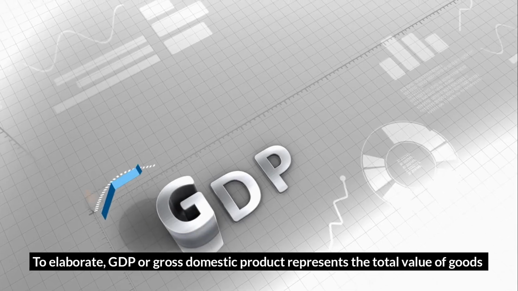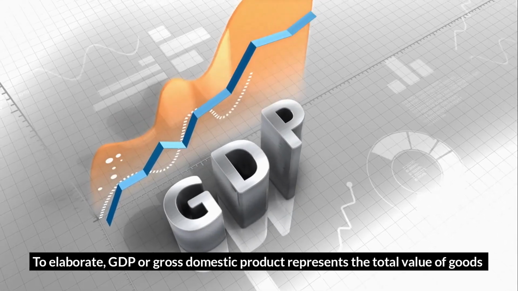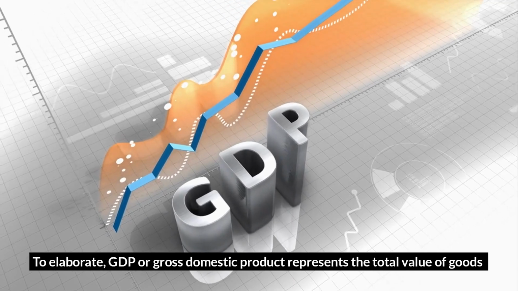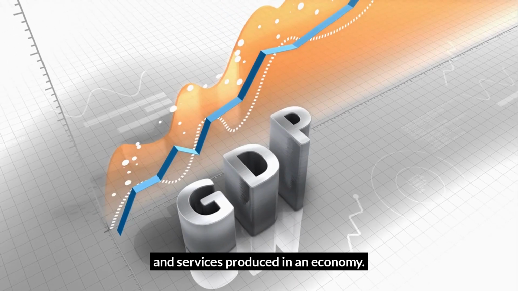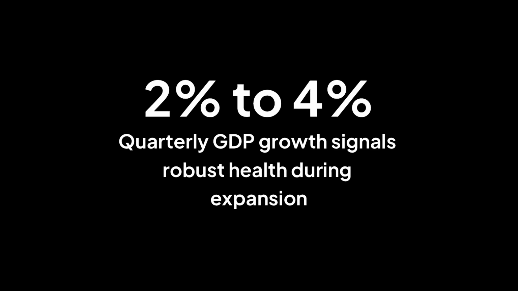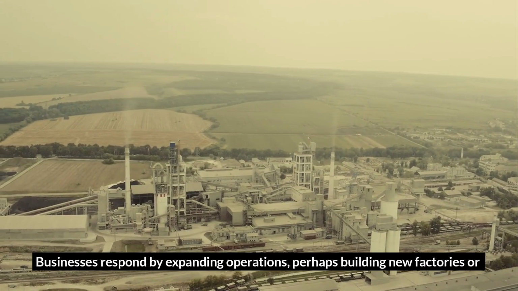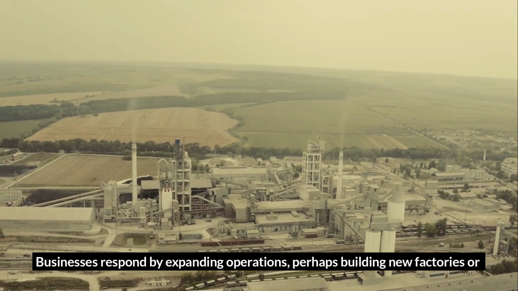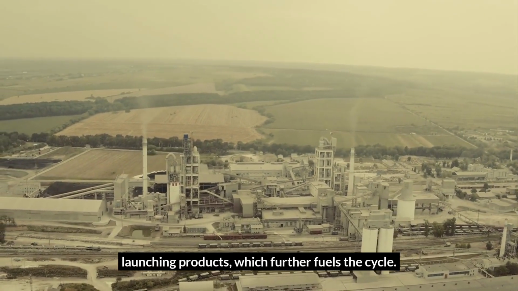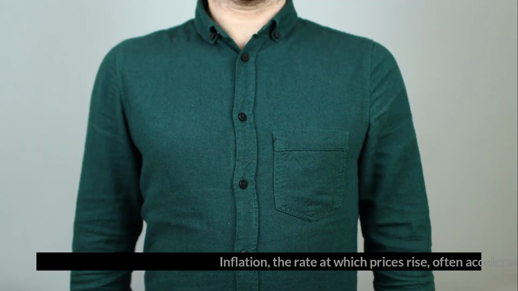To elaborate, GDP, or Gross Domestic Product, represents the total value of goods and services produced in an economy. During expansion, quarterly GDP growth might hover around 2 to 4%, signaling robust health. Unemployment rates could dip below 5%, encouraging more spending as people feel secure in their jobs. Businesses respond by expanding operations, perhaps building new factories or launching products, which further fuels the cycle.